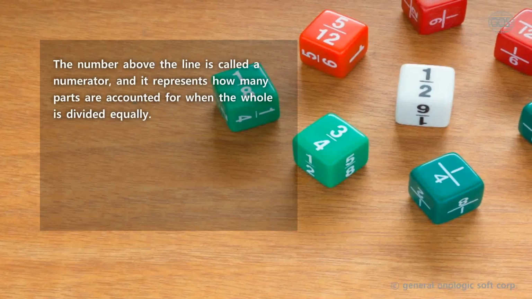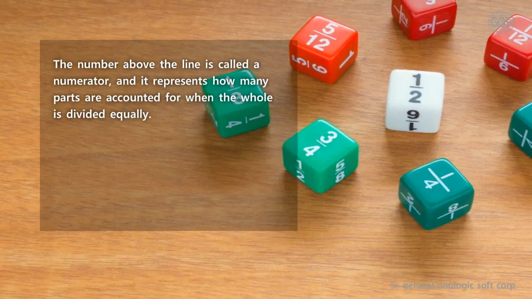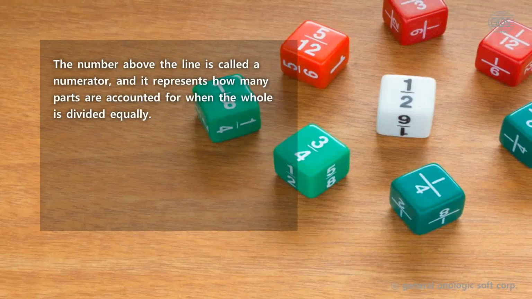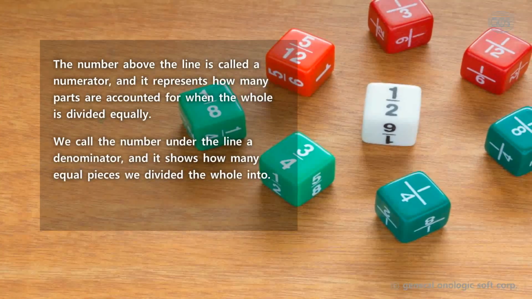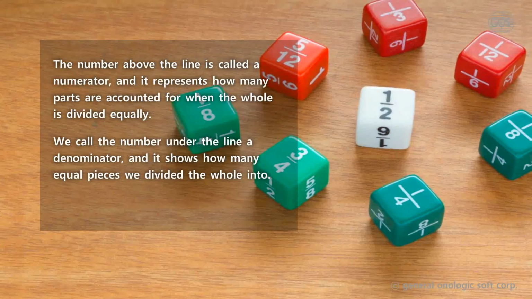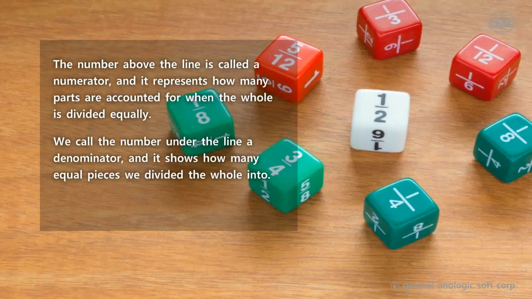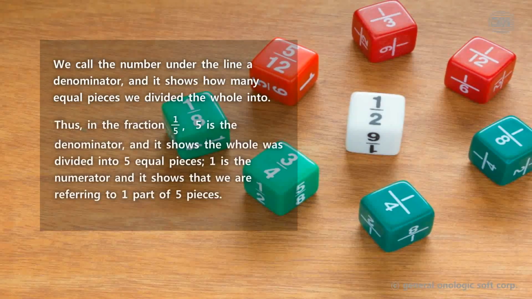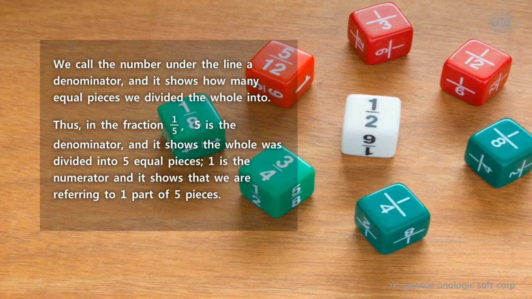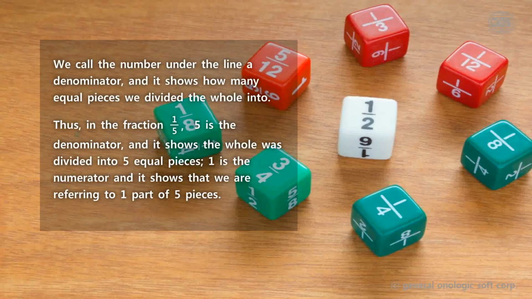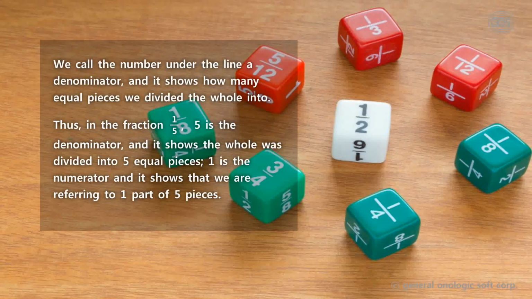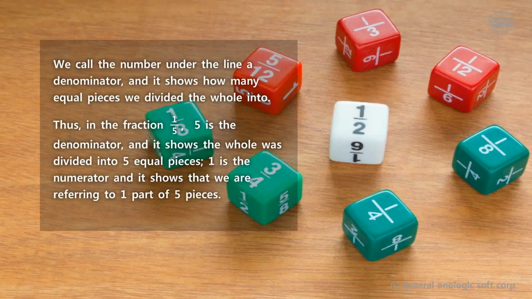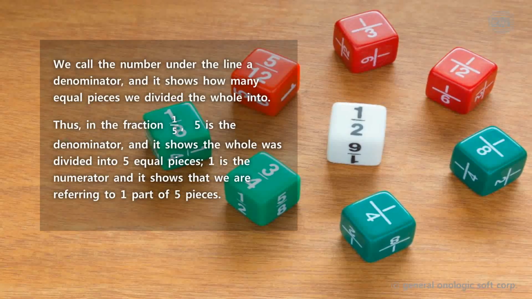The number above the line is called a numerator, and it represents how many parts are accounted for when the whole is divided equally. We call the number under the line a denominator, and it shows how many equal pieces we divided the whole into. Thus, in the fraction 1/5, 5 is the denominator, and it shows the whole was divided into 5 equal pieces. 1 is the numerator, and it shows that we are referring to one part of 5 pieces.